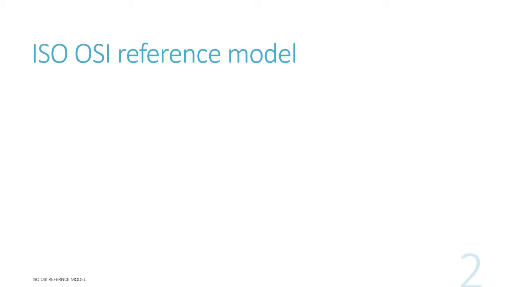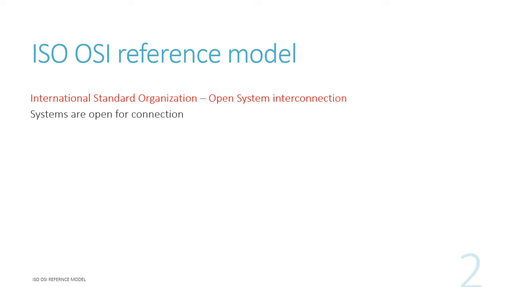ISO OSI reference model. The full form is International Standards Organization Open System Interconnection, and the systems are open for connection. That's the policy of the ISO OSI reference model, which is a 7-layer architecture model.